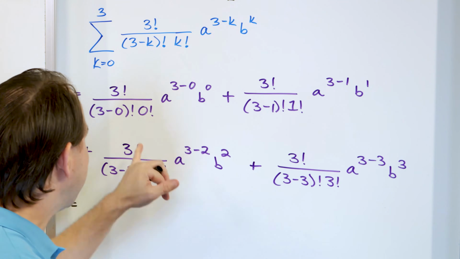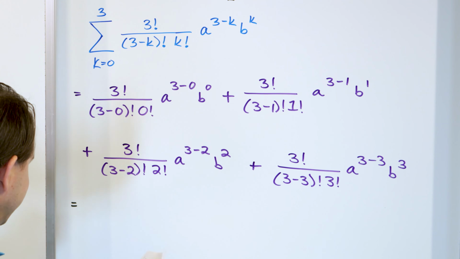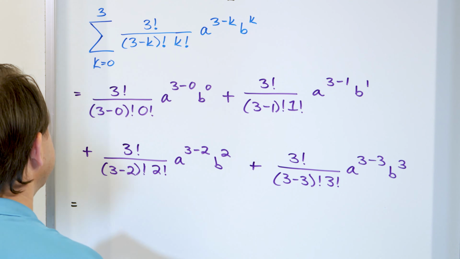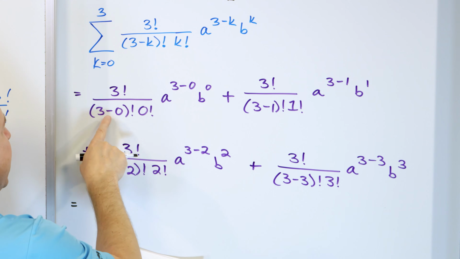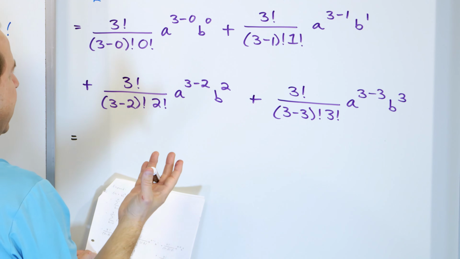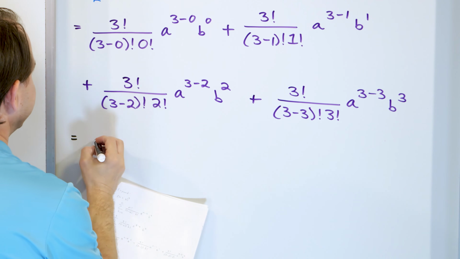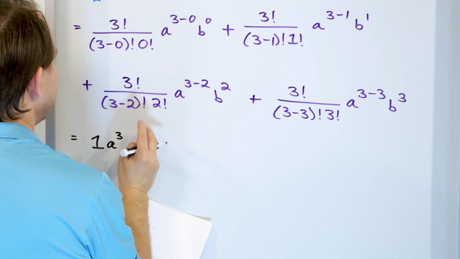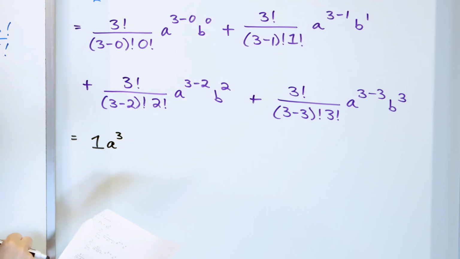So notice that I could calculate what this is, but instead I'm going to be really careful, especially when I get to the middle terms, to not make a mistake. Here I have 3 factorial. This is 0, 3 minus 0, so this is also 3 factorial. They're going to divide away, and then you have 0 factorial, which is 1. So my leading term is 1. Then I'm going to have a cubed, and b to the 0 is 1. So that's my first term.